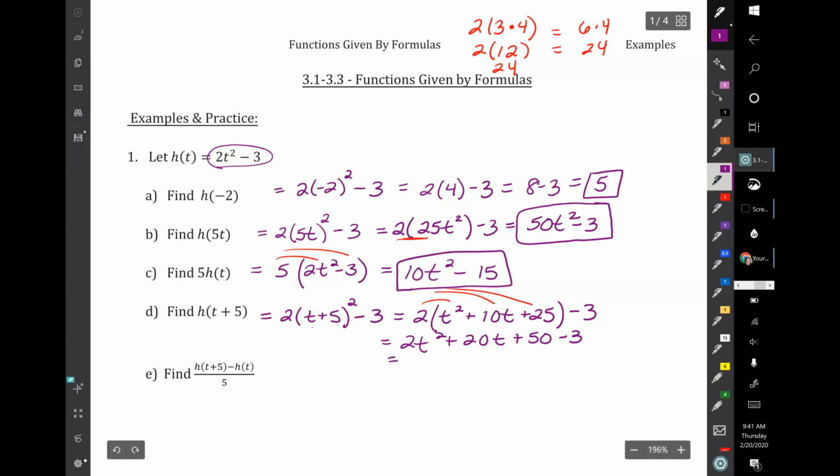And then lastly, just compute the 50 minus 3. 2t squared plus 20t plus 47. Again, no other like terms. We're done there, and just go ahead and box it in, and you're done.